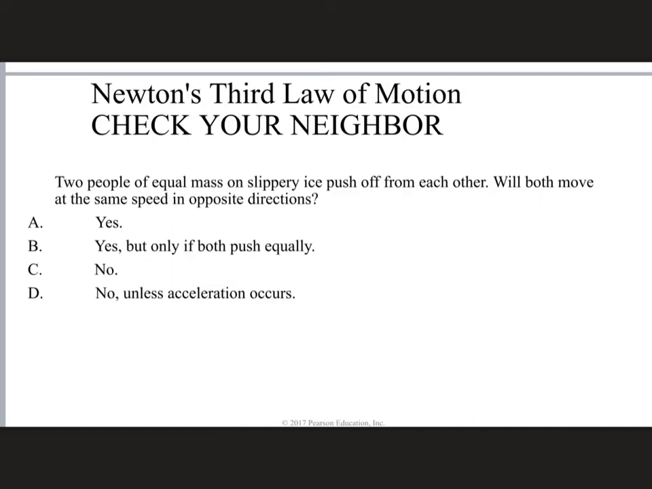Here's another question. Keep in mind, these are Newton's third law questions, so that's a big hint. If two people of equal mass on slippery ice push off from one another, will both move away at the same speed, but in opposite directions? The answer is yes. The options are yes, but only if they push equally? No. They can't not push equally, because for every force there's an equal and opposite reaction force. Whatever they're pushing with, there's going to be an equal and opposite force acting on the other person. So the answer is yes.